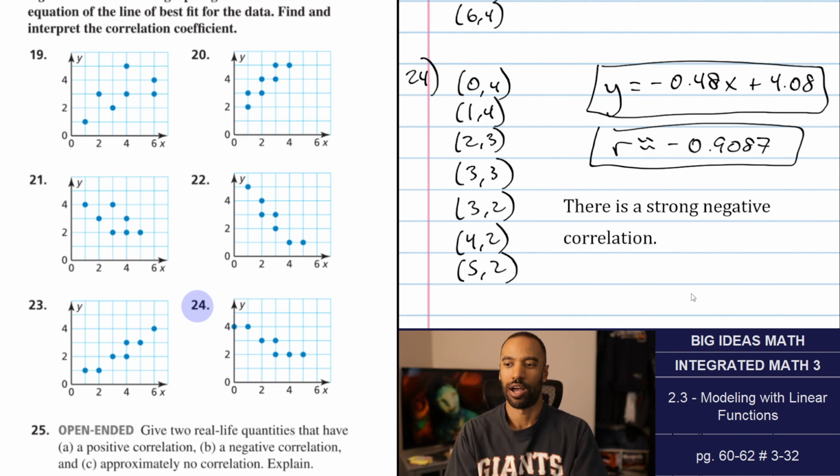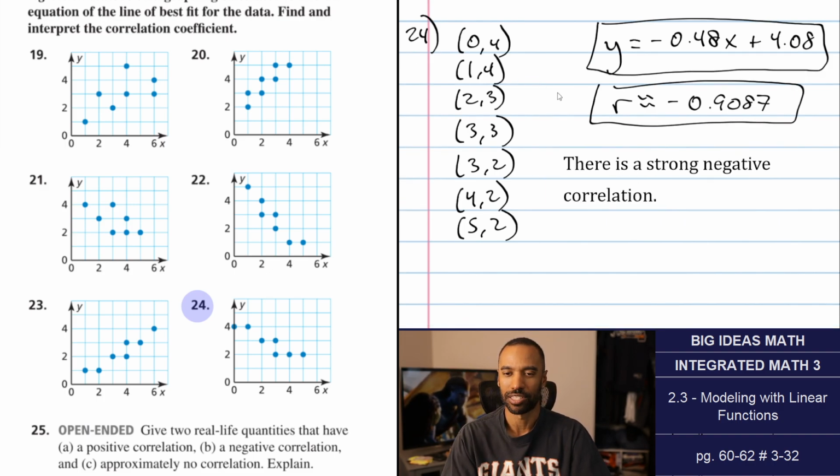Not very strong, almost pretty strong. If it was in the 0.8s, I'd probably say pretty strong. Okay, guys, that is those ones. When it says interpret, that's how I'm interpreting.